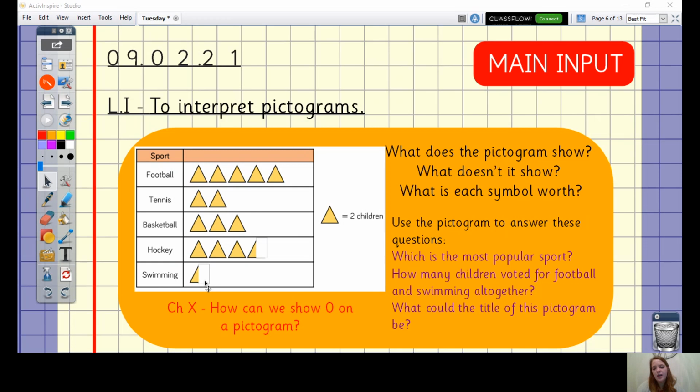And then finally, what could the title of this pictogram be? Remember, a good pictogram always has a title. So let's try and give this pictogram a title. What could the title be? Finally, if you'd like to stretch yourself that little bit further, you have a question for your challenge, which is, how can we show 0 on a pictogram? So if there was nobody that wanted to do swimming, no children that liked swimming, how would we show that on a pictogram?